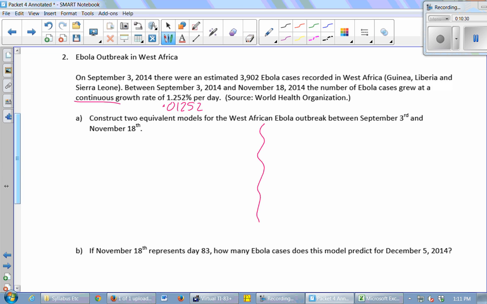So I'm going to suggest we start with the model that they gave us a piece of. They gave us a k from e to the kt. So let's just write down that model. F of t is a sub 0 times e to the kt. They gave us k, right? And a sub 0 is your initial amount. What's that going to be? 3,902.